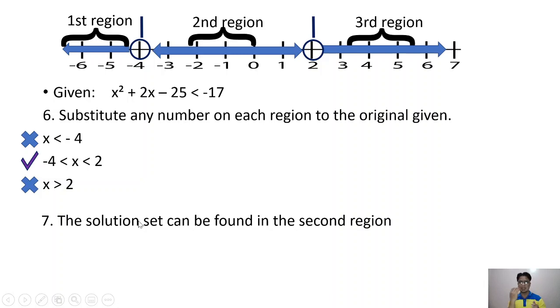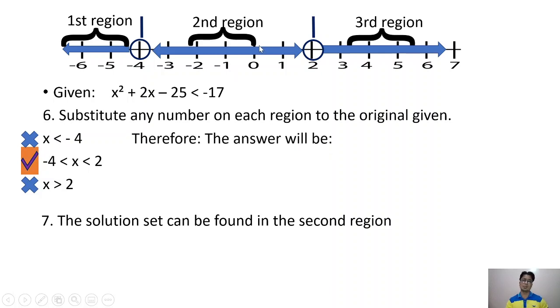Kasi halimbawa, pag sinabi sa atin, greater than 7, ibig sabihin, mula 8, dire-diretso. Kaya set ang tawag. Hindi isang number lang, hindi isang exact value lang. Pwedeng mas madagdagan or pwedeng mas mabawasan. Ang sabi, ang solution set can be found in the second region dito. Okay po? Ayun nilagyan pa natin ng check.